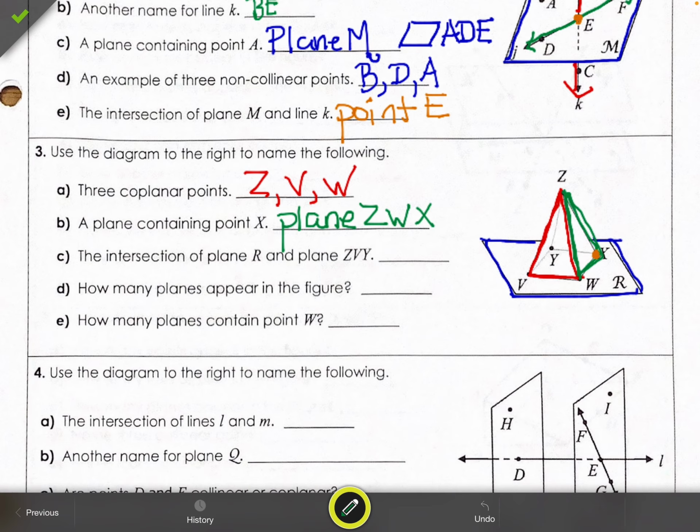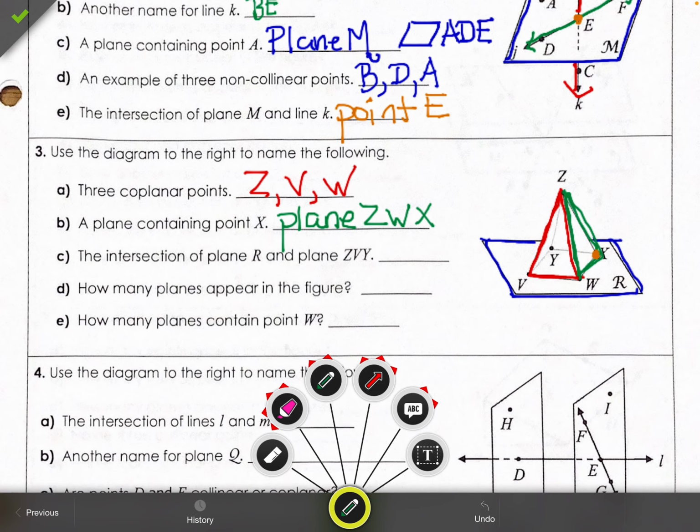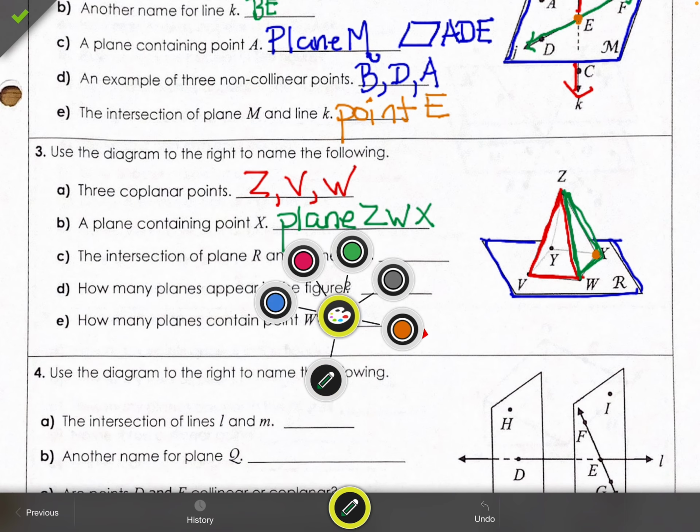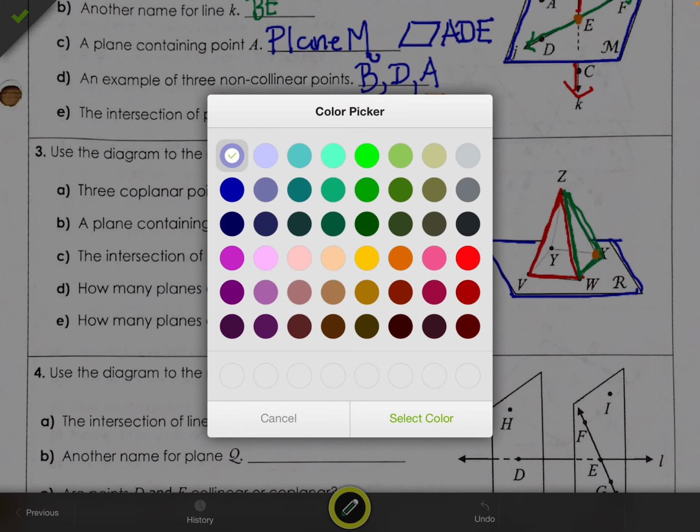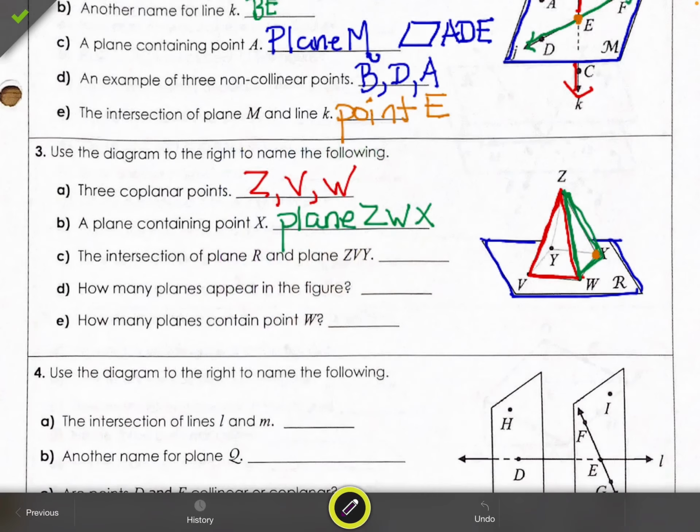C, the intersection of plane R and plane ZVY. Plane R is the blue, what I went around and did in blue. So now I have to find plane ZVY. Sometimes it's a little hard, because if you are not a visual person, it may be hard to imagine what's going on, especially with this plane here. Plane ZVY would be this side that you can't really see. It would be right there. And that's a little challenging to see, for sure.